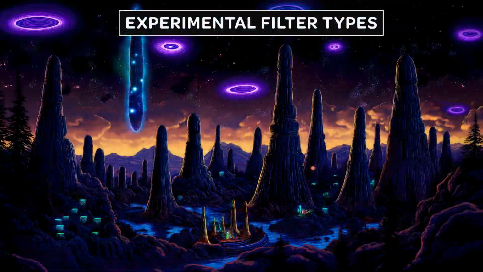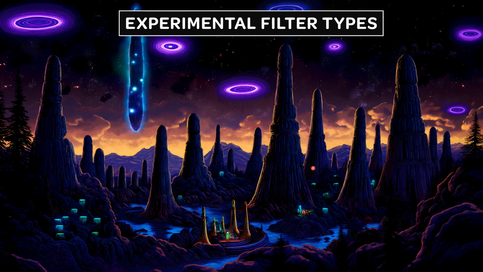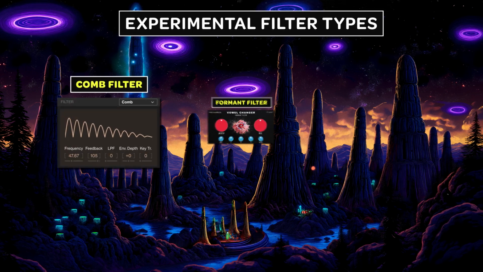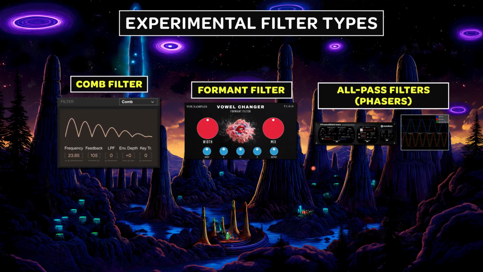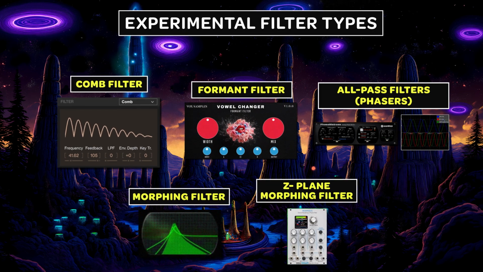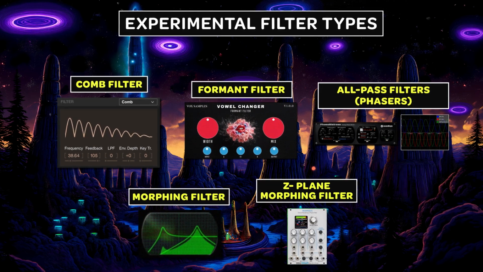There are of course also tons of more experimental types of filters such as comb filters, formant filters, all-pass filters, or even morphing filters where we transition between multiple types of filter.